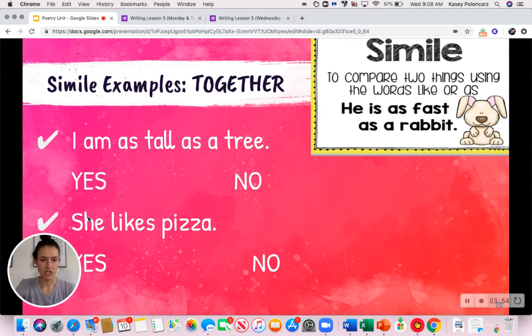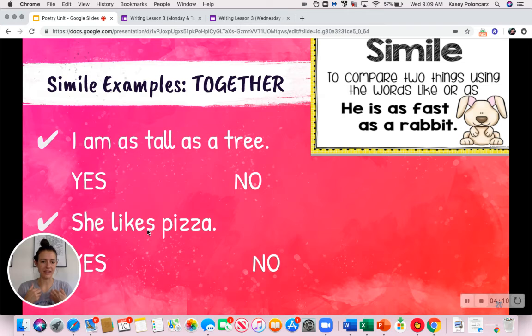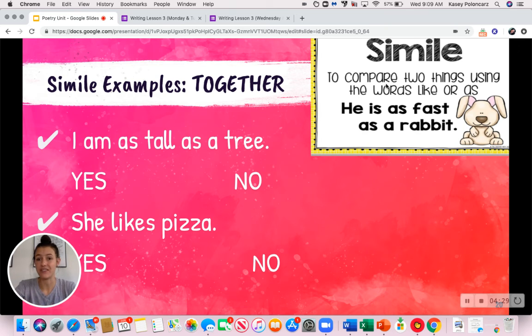Let's see this one. She likes pizza. Is this a simile? Some people might be saying, yeah, this is a simile because it says likes. But we're not comparing anything. She likes pizza. We're not talking about her being like something. We're saying that she likes pizza, just like Miss Poloncarz likes coffee. That's just her preference. So this actually is not a simile, because it's not comparing. So remember, you have to look at our CFS, which is basically using this definition. You have to compare, and you have to use like or as.